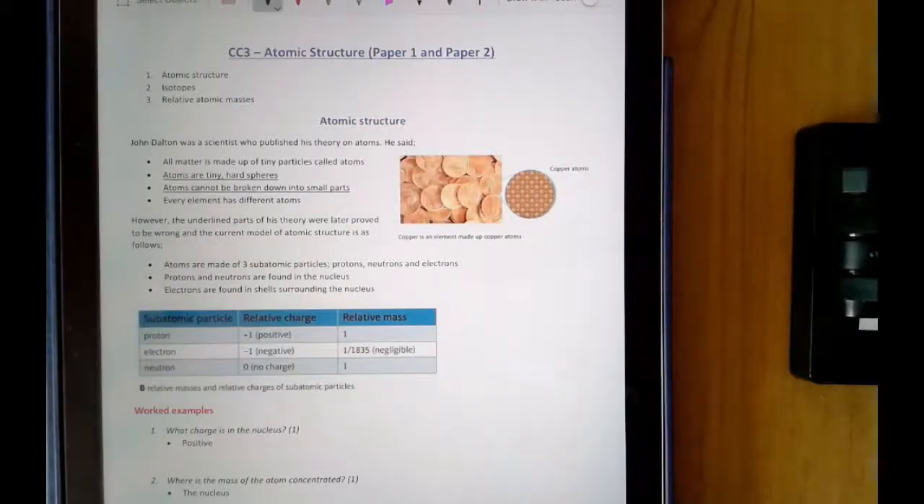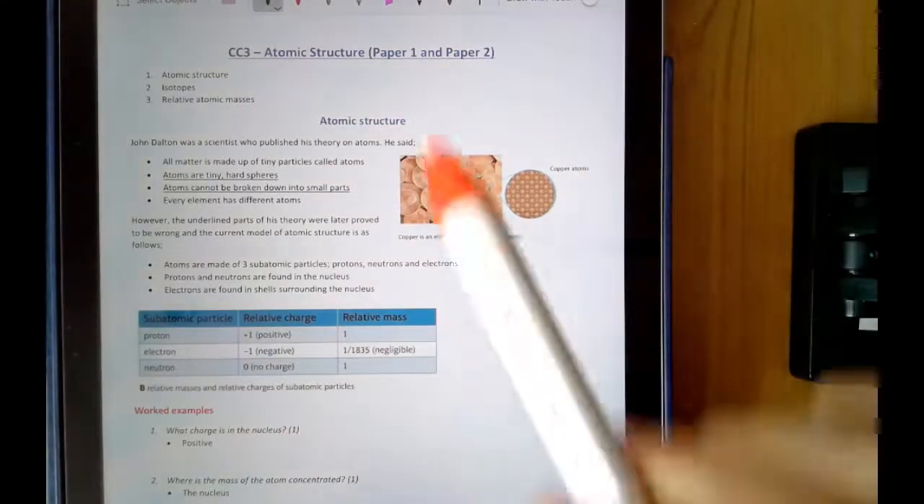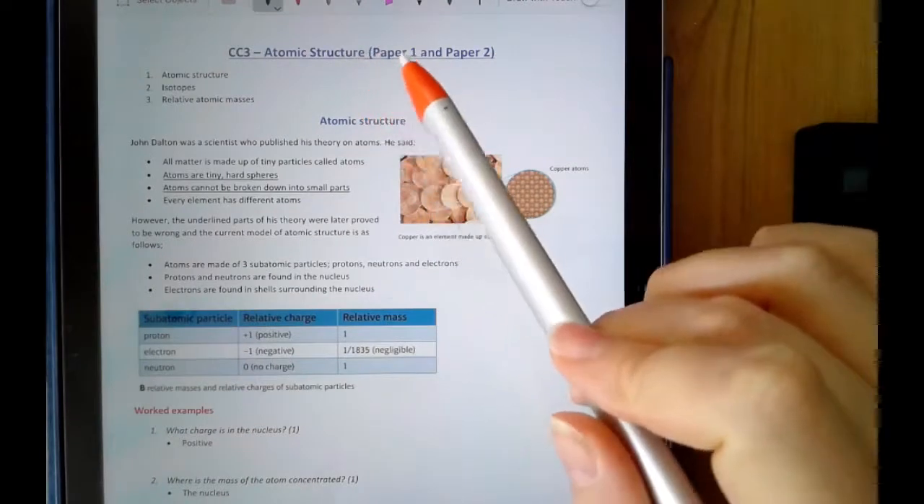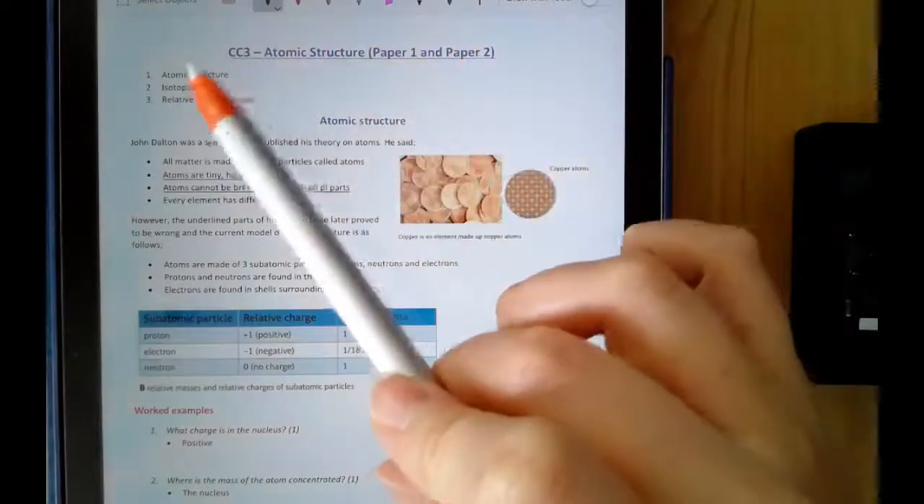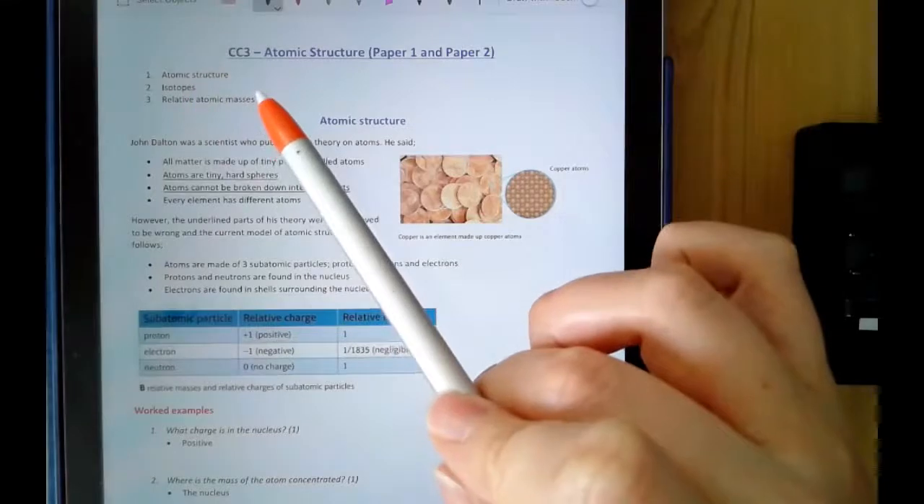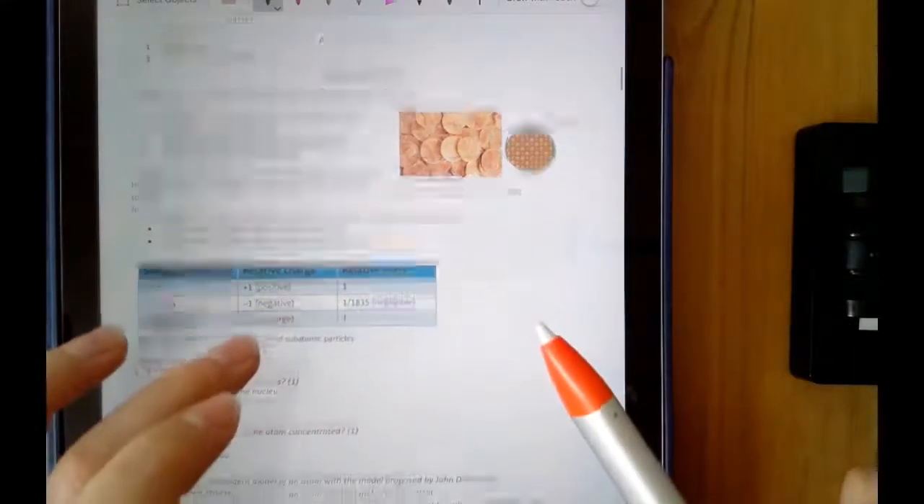In this video, we're going to look at CC3, which is on atomic structure. This is a topic that comes up on paper 1 and paper 2. In this video, we're just going to look at the first part of this topic, which is atomic structure.